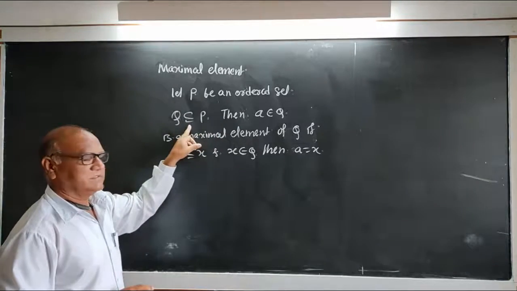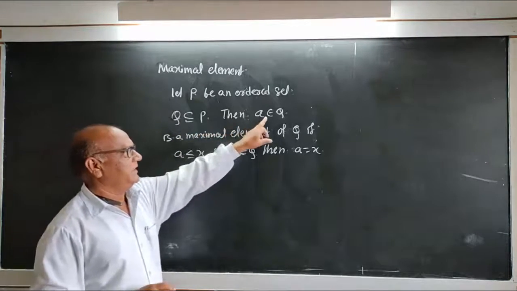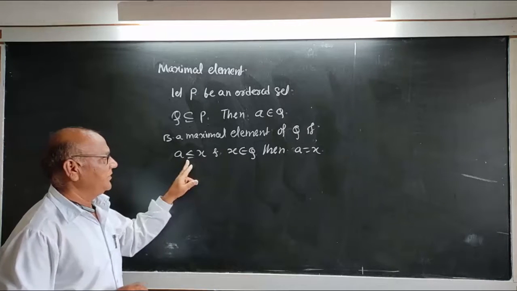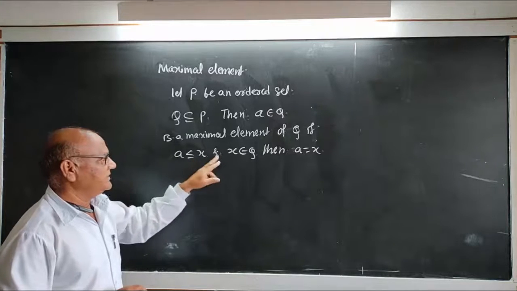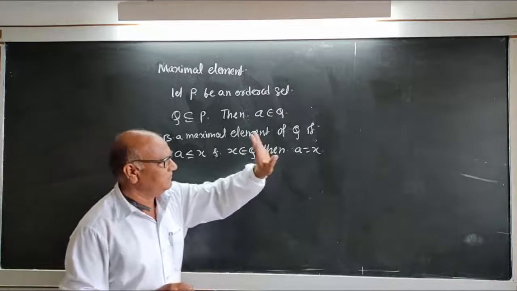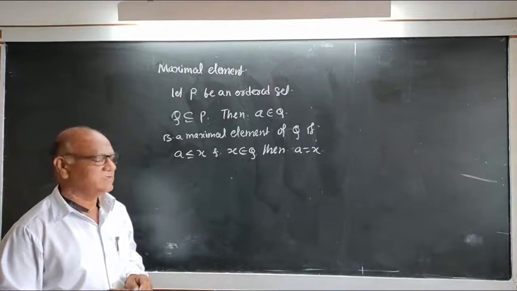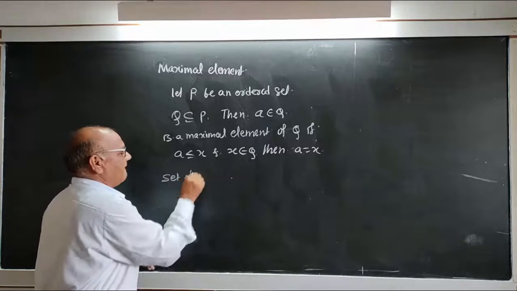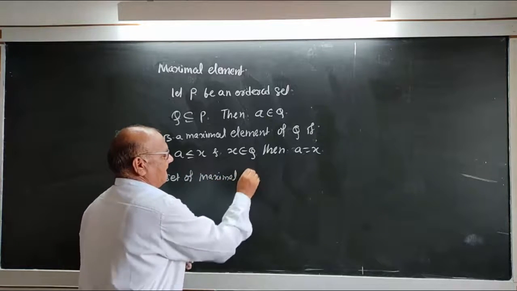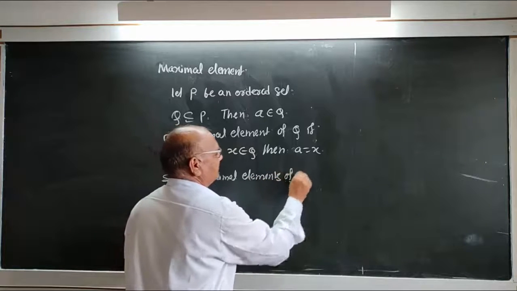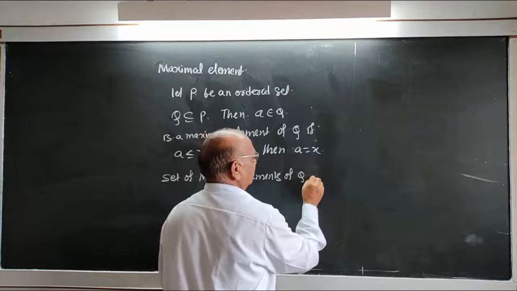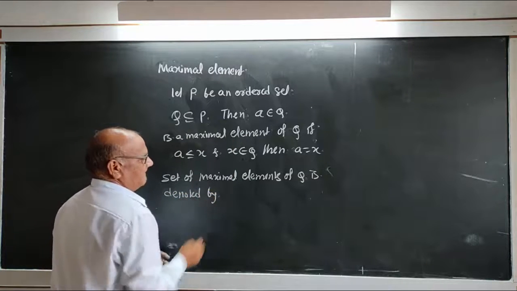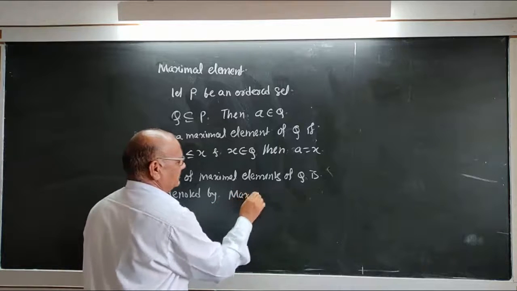P is an order set, Q is a subset of P, then an element A belongs to Q is a maximal element of Q if A related to X and X belongs to Q, then X must be equal to A. The set of maximal elements of Q is denoted by max Q.